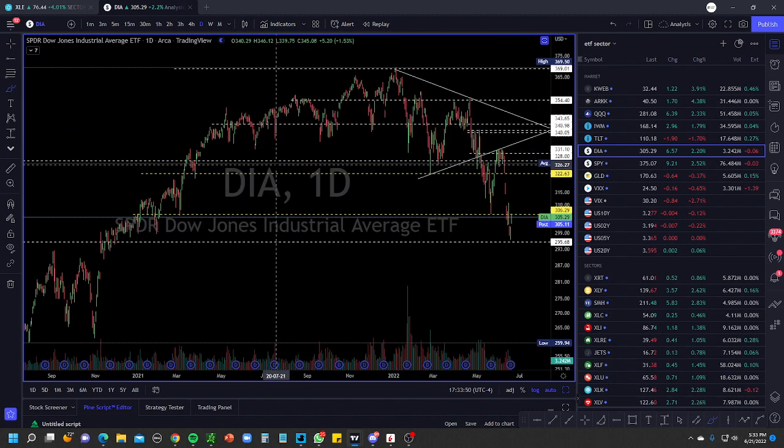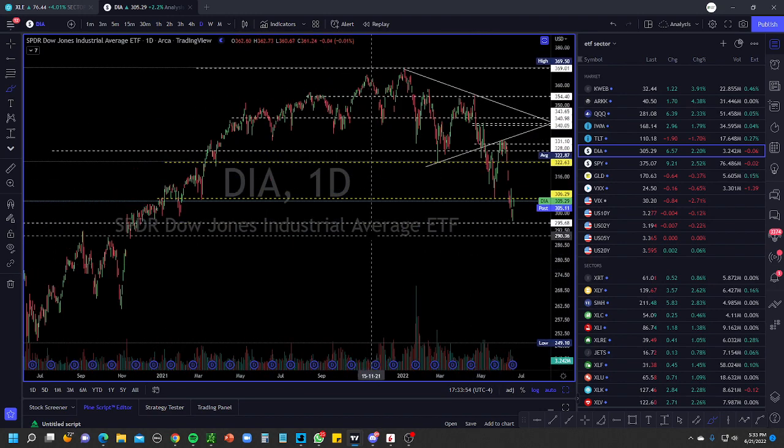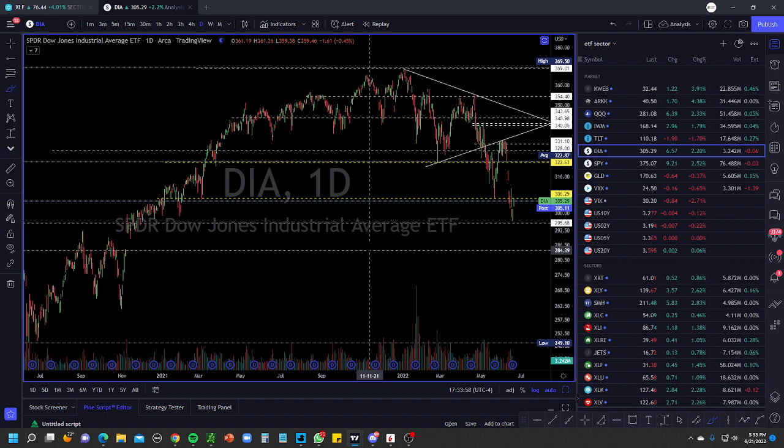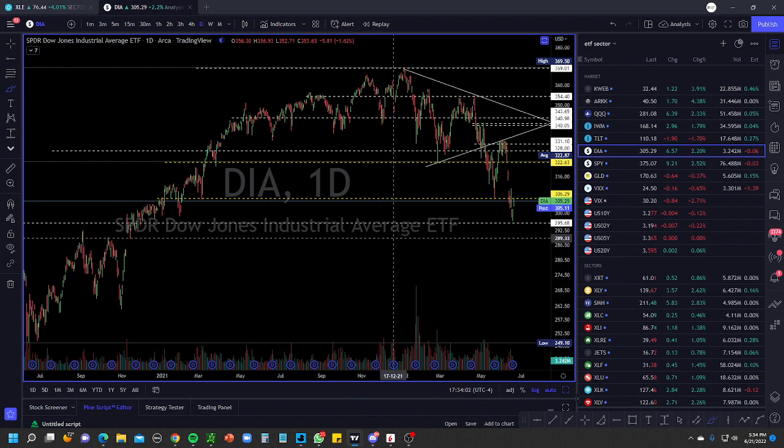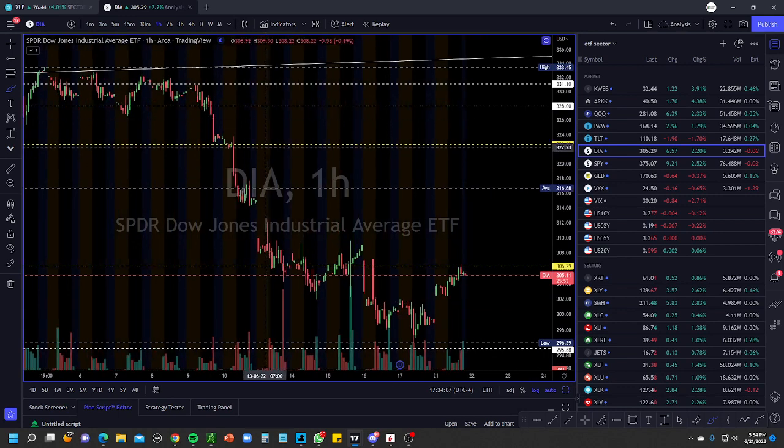If it does close below this price, which is around 295, we can go and test this level right here, which is 288 and 285. Okay, so this is a level that we can go and test. So this is something that we want to keep our eye on and to see what happens here. But right now, Dow Jones is completely breaking down on a smaller time frame.